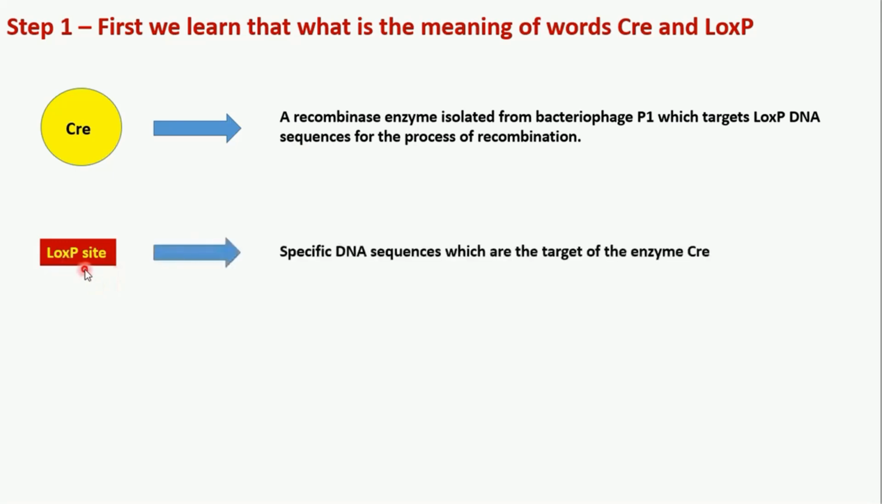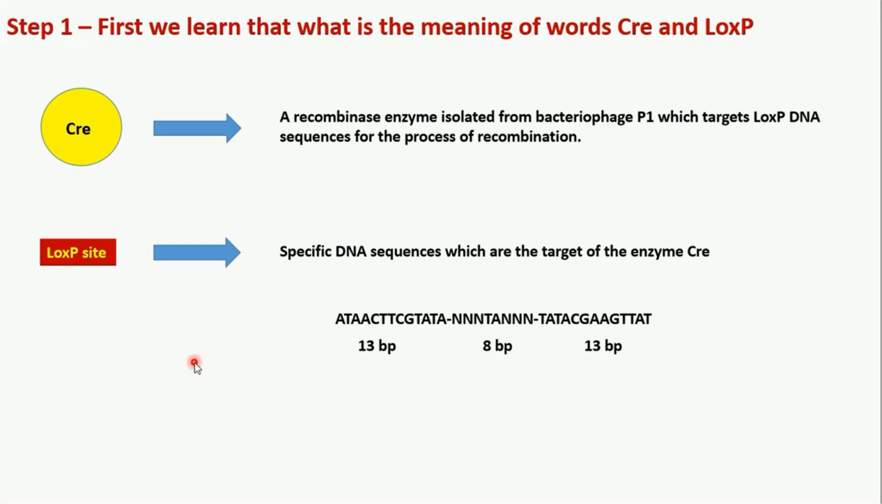So LoxP sites are specific DNA sequences which are the target of the enzyme Cre. So Cre is the enzyme and LoxP is the target sequence for Cre. Now this is a basic example of a Cre-LoxP site where you have a 13 base pair conserved sequence, then 8 base pairs, and then again a 13 base pair conserved sequence. So these sequences are recognized by the enzyme Cre, and then the Cre enzyme catalyzes the process of recombination.